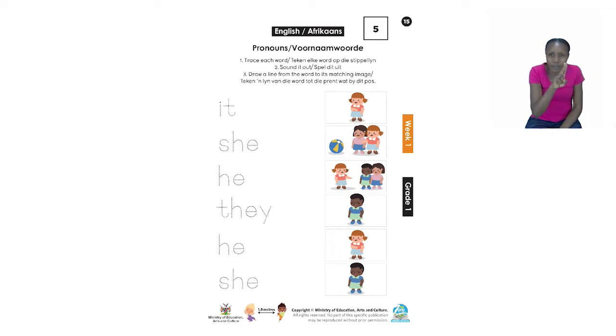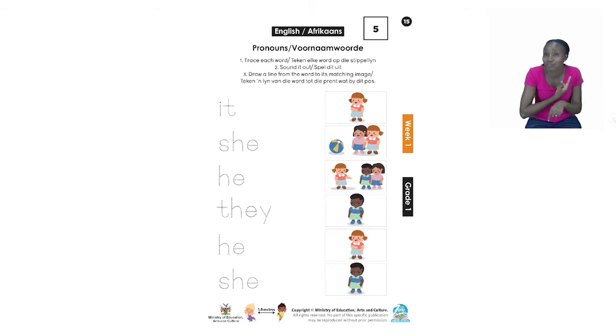A. They. A. They. Very good, grade ones. Let's try again. A. They. A. They. Very good. You can practice the two at the bottom by yourselves.